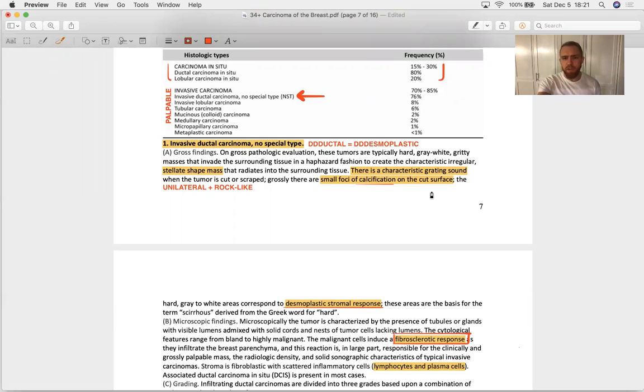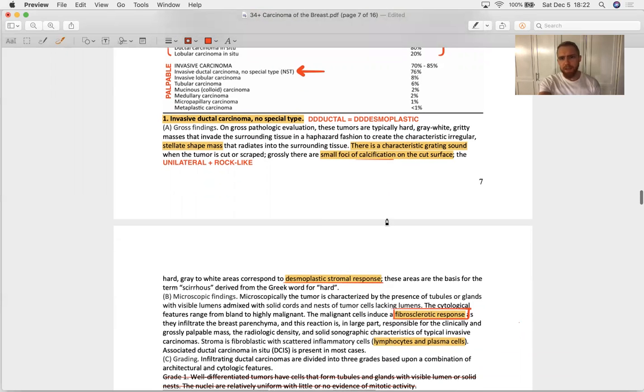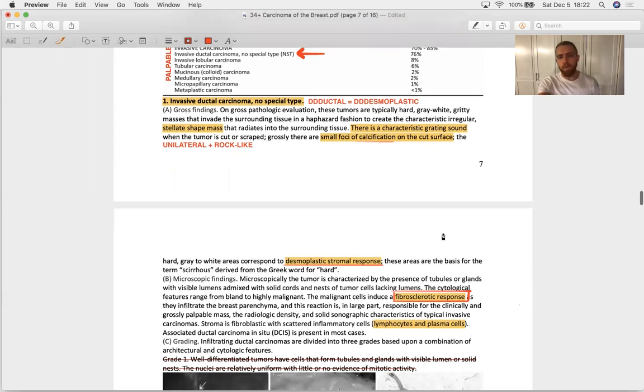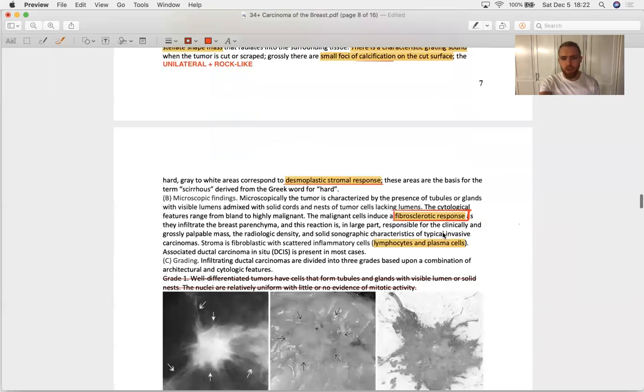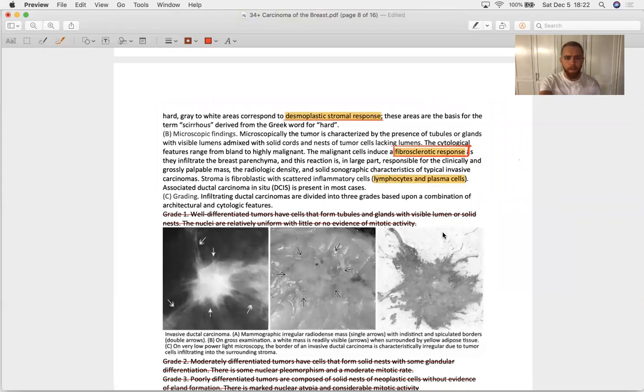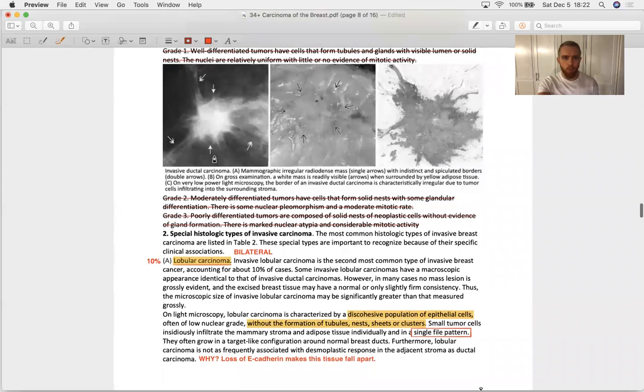And you'll see that it's tough to cut. It's again scirrhous. It's got this desmoplastic stromal response. That's mentioned 3 or 4 different times on pages 7 and 8 here. And so if they bring that up in the question stem, it's very, very hard when you palpate it. It feels like a marble. Ductal carcinoma until proven otherwise. That stellate shape, pretty characteristic.